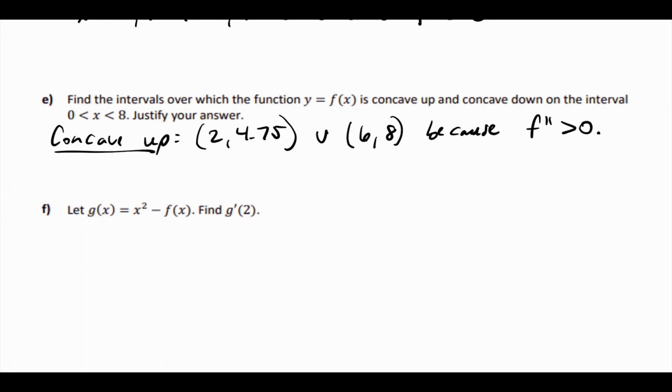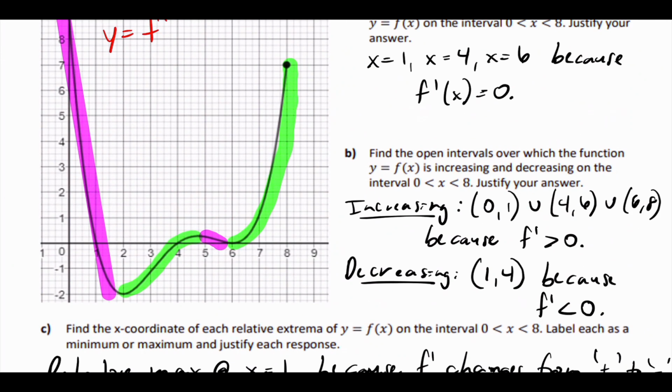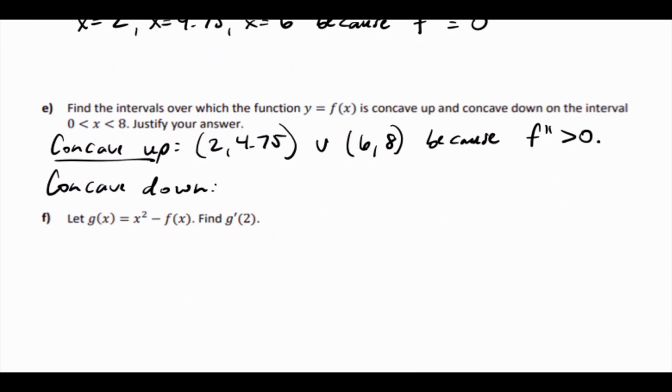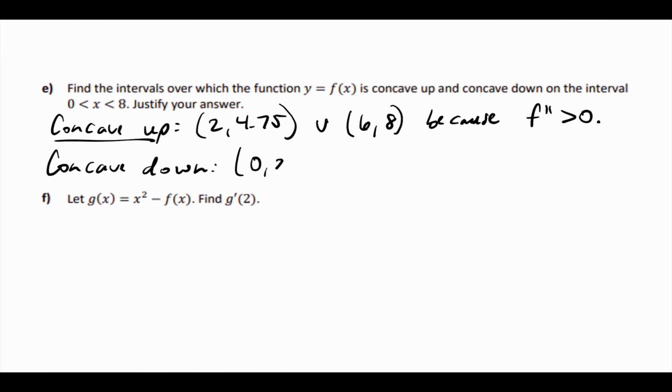Okay. Concave down. That's the purple stuff. So from 0 to 2 and 4.75 to 6. From 0 to 2 and 4.75 to 6. Because f double prime is negative.